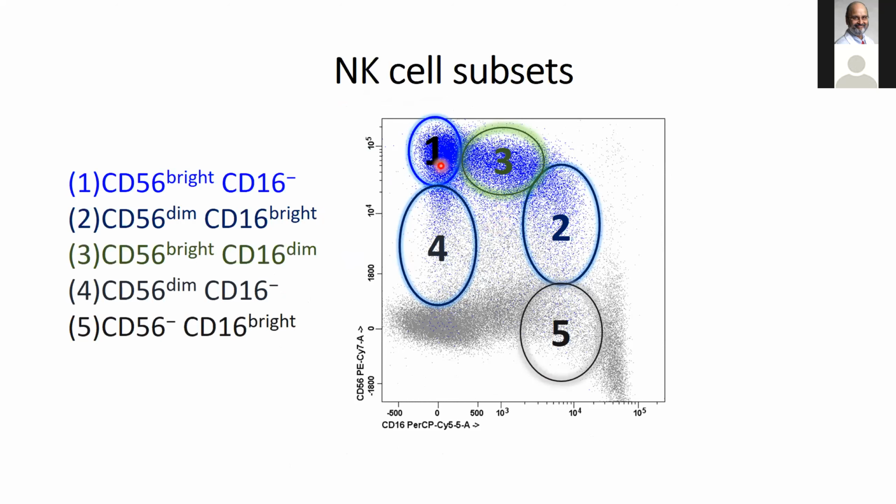So here we have 5 subsets, the 2 that we talked about. Here we have a subset that's still CD56 bright positive, but CD16 dim positive. We've got a subset here that is 56 dim positive and 16 negative, and then a subset here that is actually 56 negative and 16 bright positive. So again, just looking at these two markers, you can make out different subsets of NK cells. And then if we were to look at other markers expressed on NK cells, you could even pull out more subsets.